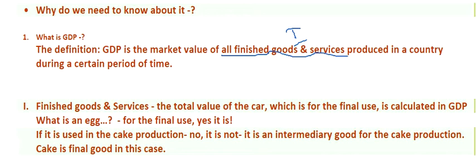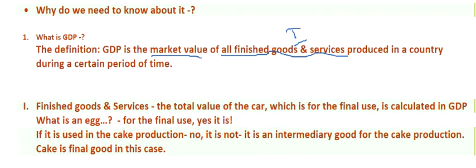Some other example, what is an egg? Is it a finished good? If consumer buys it for the final use, yes it is. But if a bakery buys egg and use in the cake production, then it is not. Therefore, the cake is for final use and its price is calculated in GDP. The second key point here is a market value.